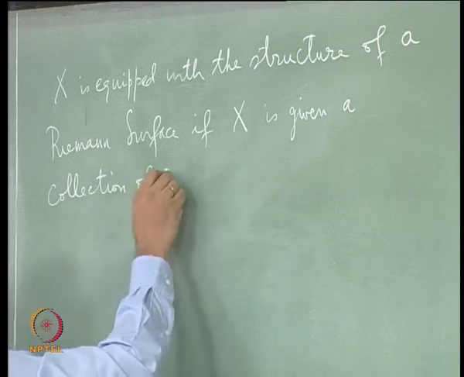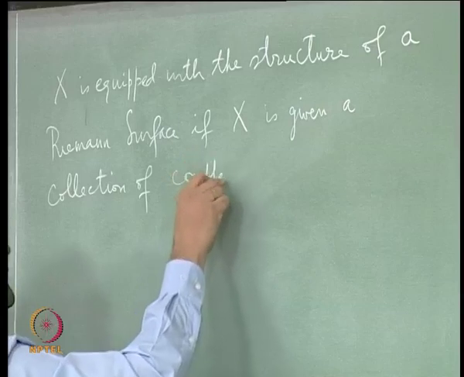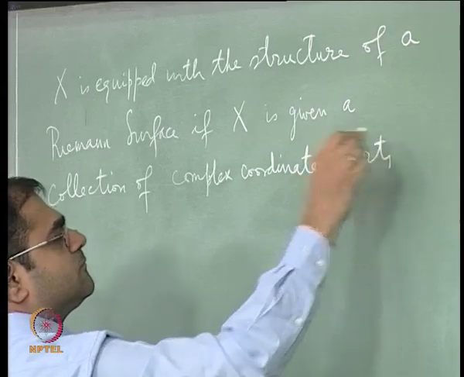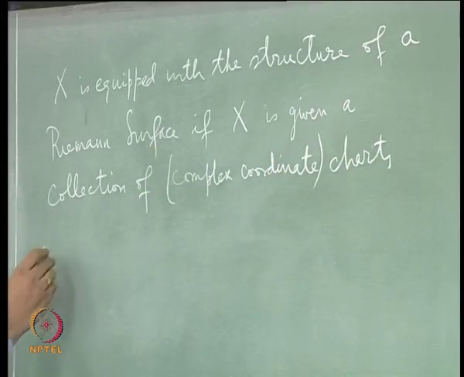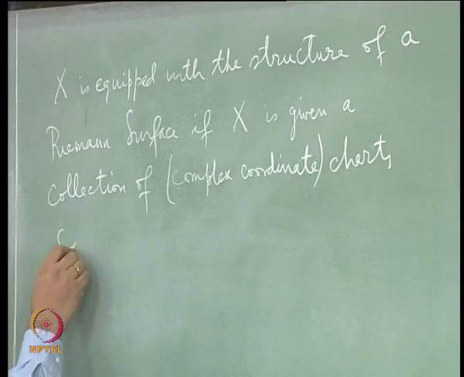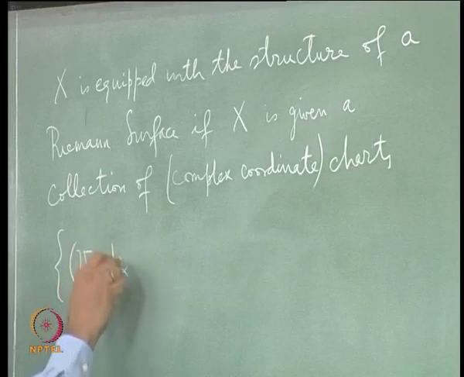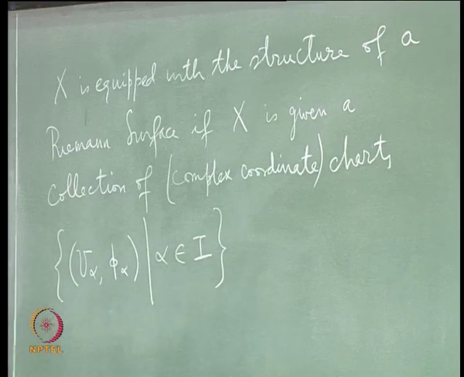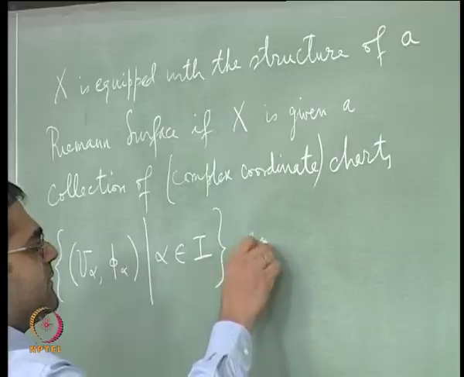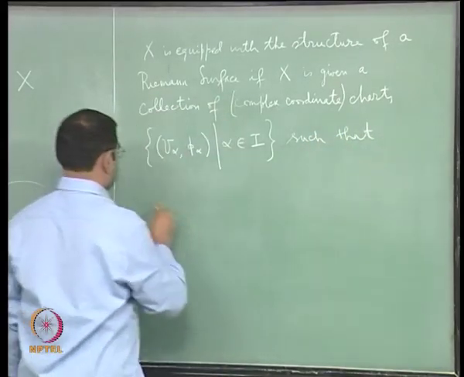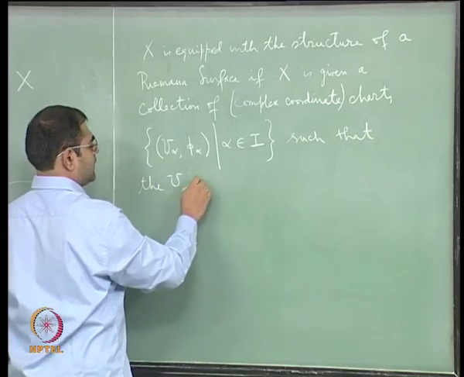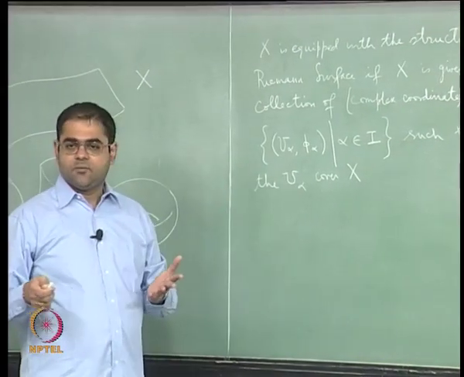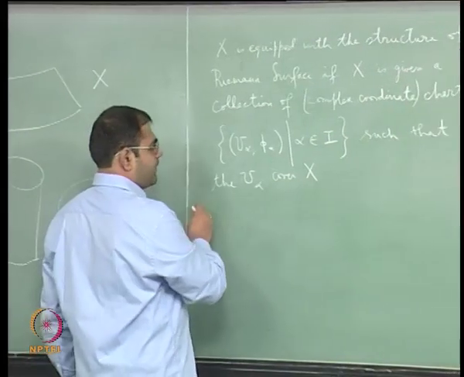of complex coordinate charts, which I will denote by pairs (U_alpha, phi_alpha), where alpha runs over an indexing set I, such that the U_alpha cover X. So, U_alpha is just an open cover of X, and that is the first condition.